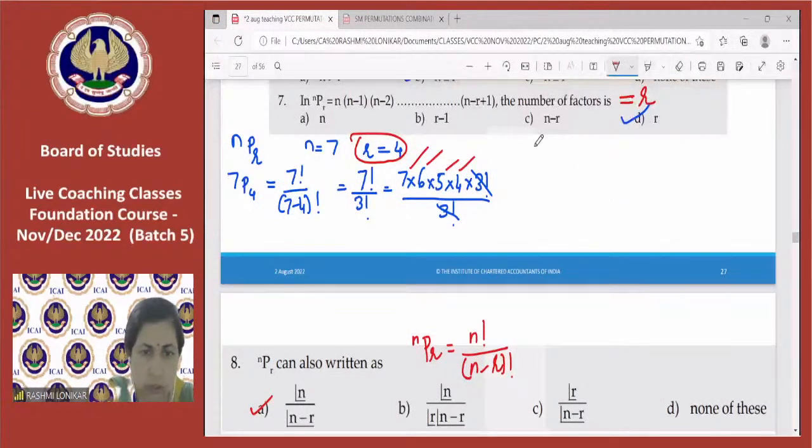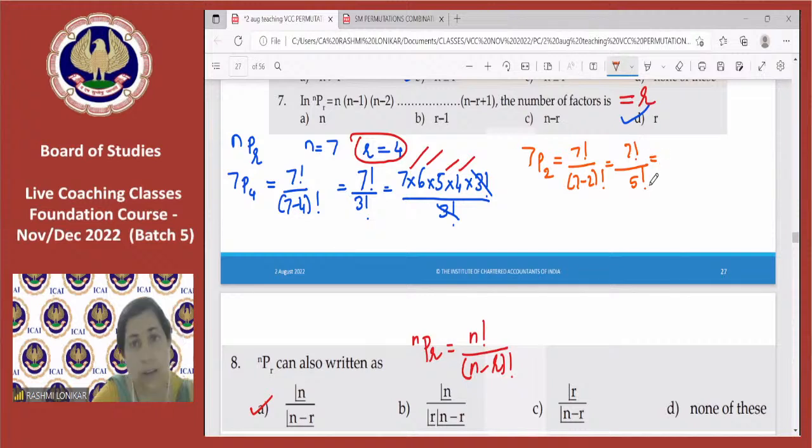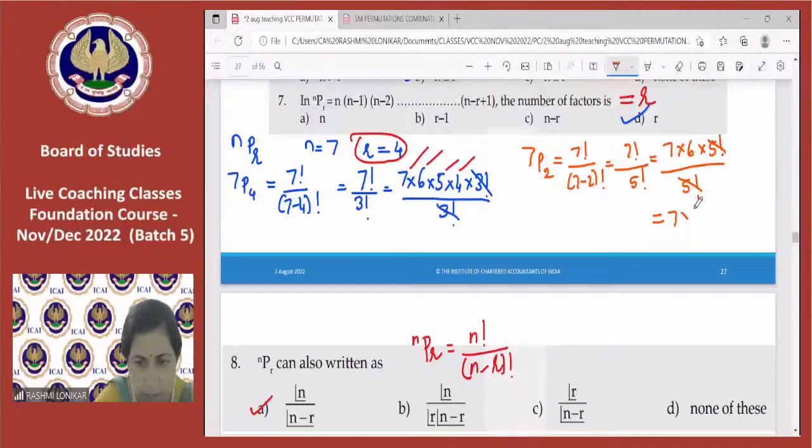Let me show you. Suppose I have 7P2. How will 7P2 be written? 7 factorial upon 7 minus 2 factorial, which is equal to 7 factorial upon 5 factorial. I will write 7 factorial up to 5 factorial. So this will be 7 into 6 into 5 factorial upon 5 factorial. So 5 factorial will get cancelled. You have 7 into 6.